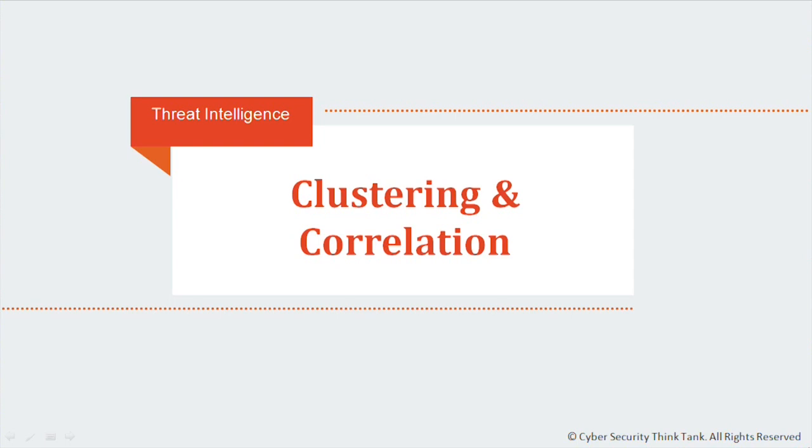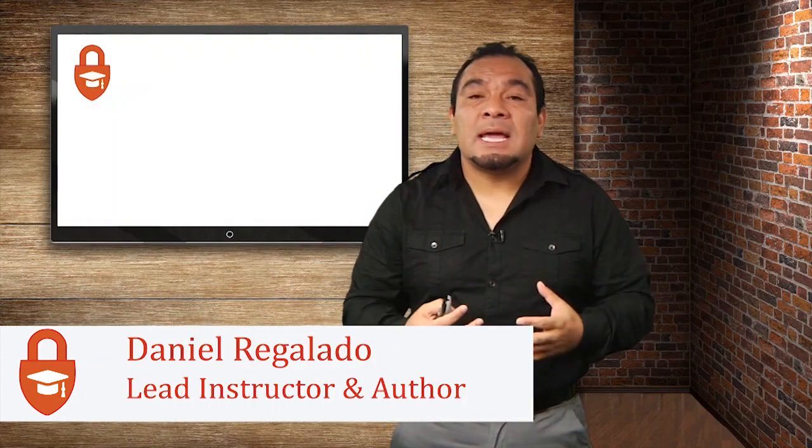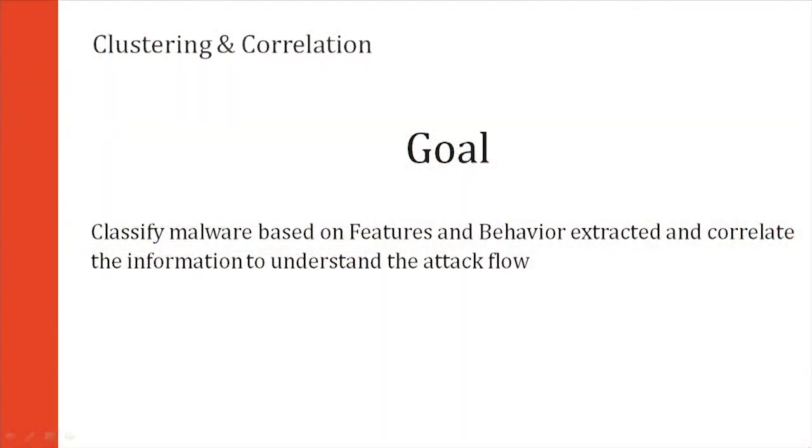Let's talk about clustering and correlation. That's the next step after we extract all those features, after you extract the behavior. So once you have everything, you need to cluster it, which means you need to store it in an intelligent way so that it is classified per all those different features that we extracted and the behavior. After that, you need to correlate so that all that information is connected to make sense, okay? So the goal of clustering and correlation is to classify malware based on features and behavior extracted and correlate the information to understand the attack flow, the full picture.